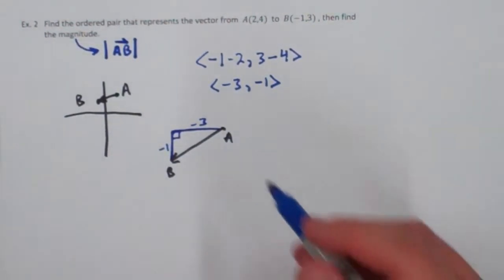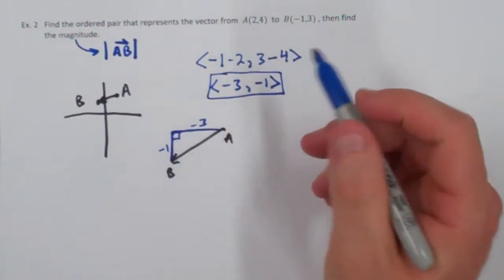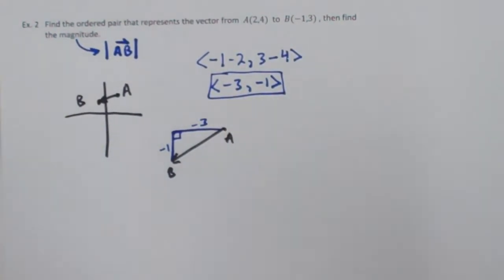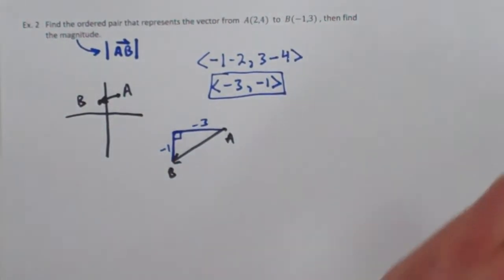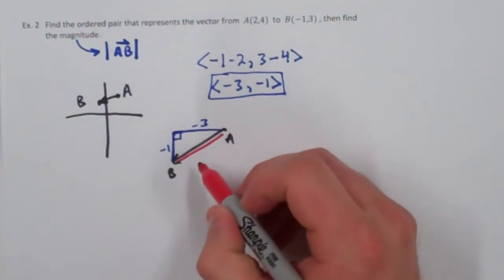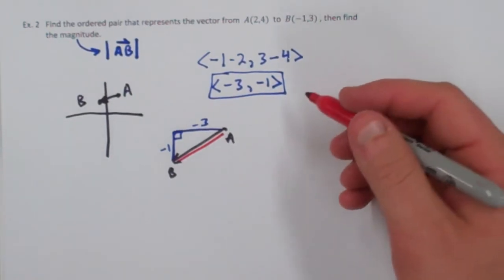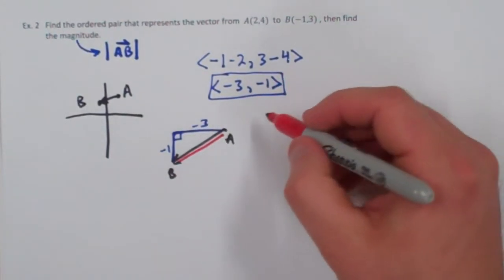So now that we have found the first part, when we have a vector ordered pair, it becomes very, very easy to find the distance. I'll do the distance here in red. So this distance right here, or the magnitude, can be represented using the Pythagorean theorem.